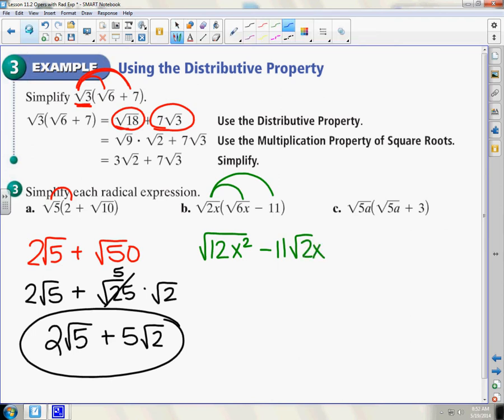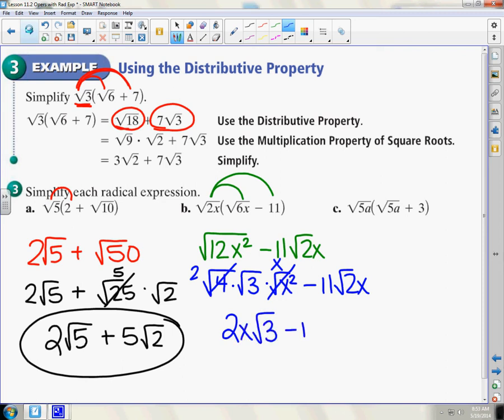So here, the square root of 12 is the square root of 4 times the square root of 3 times the square root of x squared. I just broke it into 3 pieces, minus 11 square root of 2x. So this I know is 2, and this I know is x, because x squared, the square root, is going to be x. So then I know I have 2x square root of 3 minus 11 times the square root of 2x.